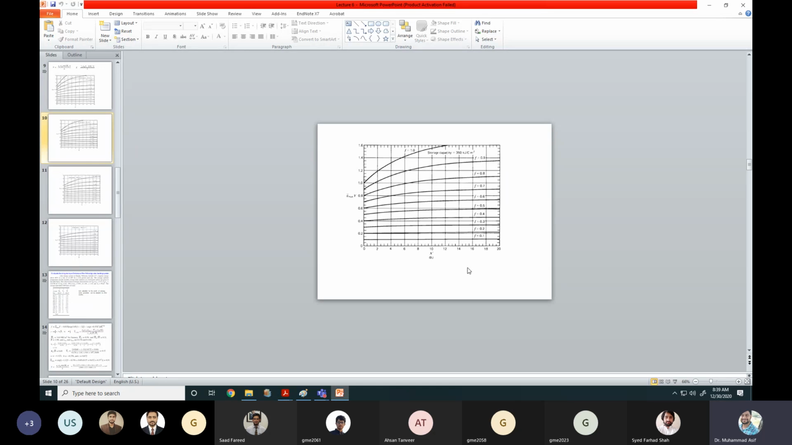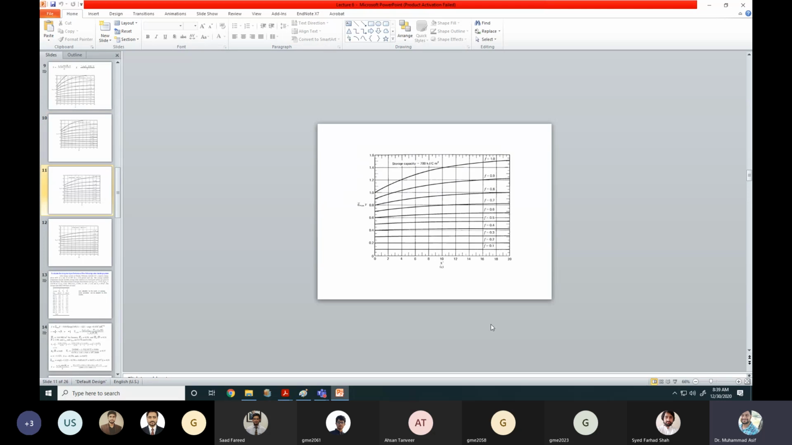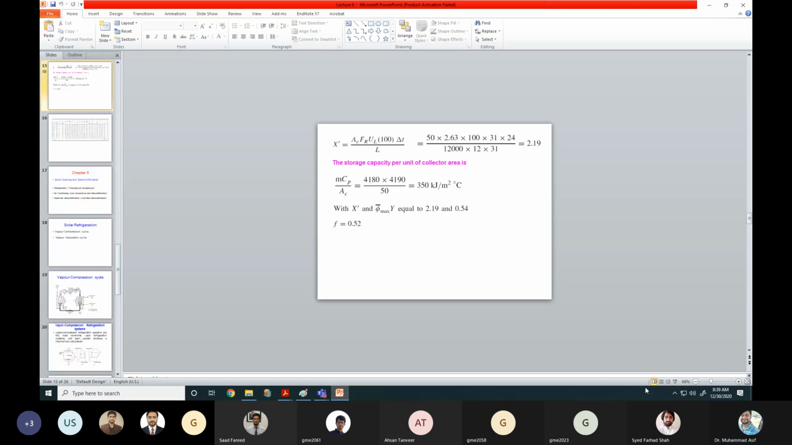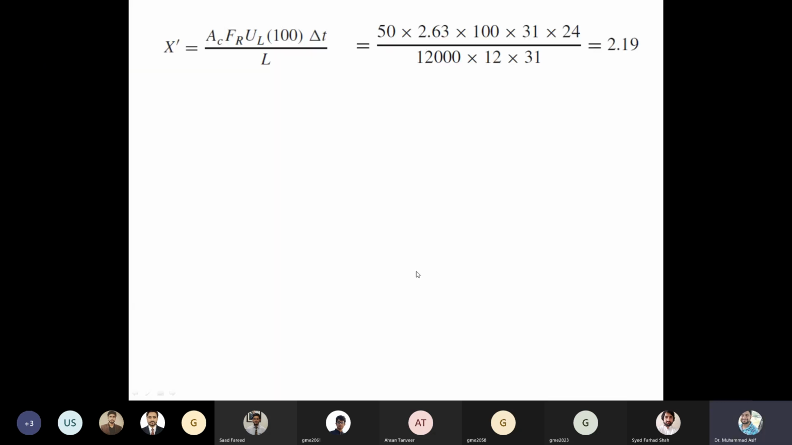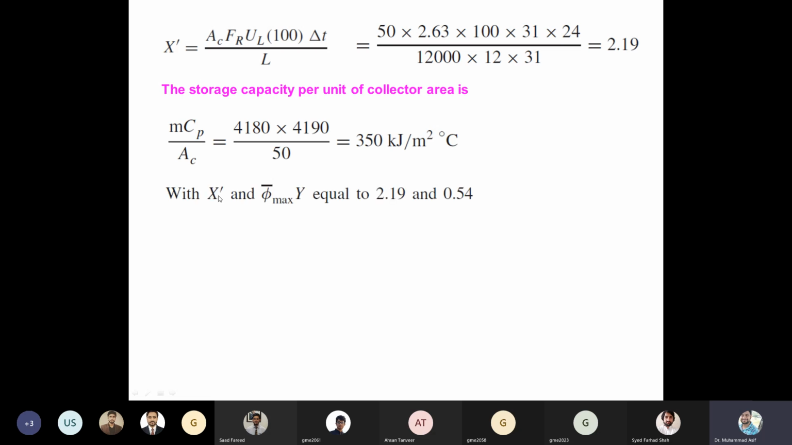So from this graph, if we know the value of X bar and the product of phi bar max into Y, we can read the value of F. So after calculating the storage capacity and the value of X bar and the product, X bar was equal to 2.19, and this product is equal to 0.54. Now we can read the value of F from that graph. So the value of F for the month of January is 0.52.